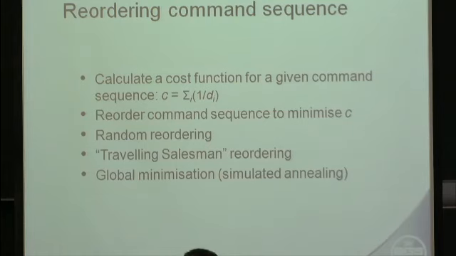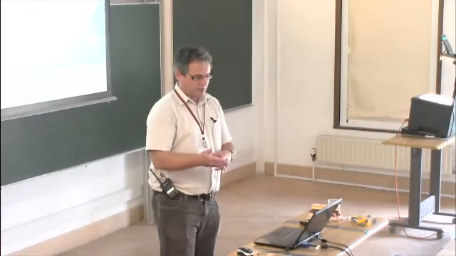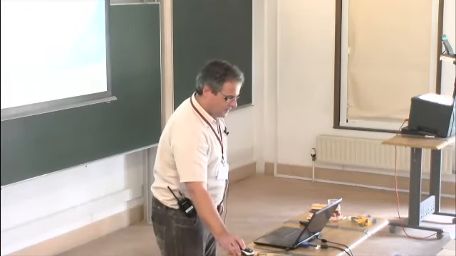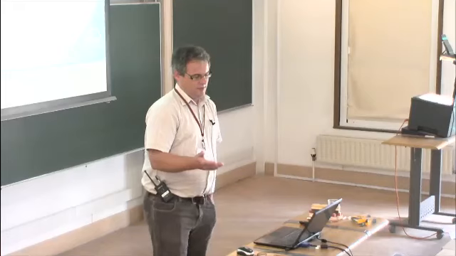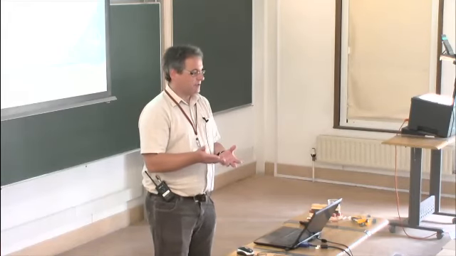To try and quantify this, we wrote down a cost function for a given sequence to quantify how much problem it was likely to have with polarisation effects. This is just the sum of the reciprocal distances between using an electrode to inject a current and subsequently using it to measure a potential. So what we want to do is to reorder the command sequence to minimise that cost function.